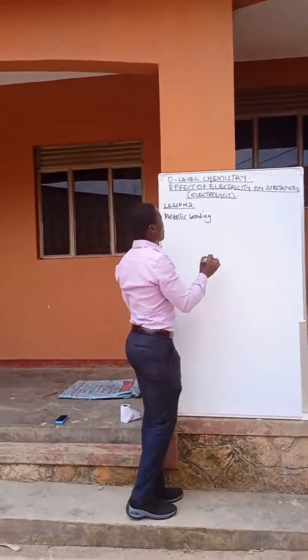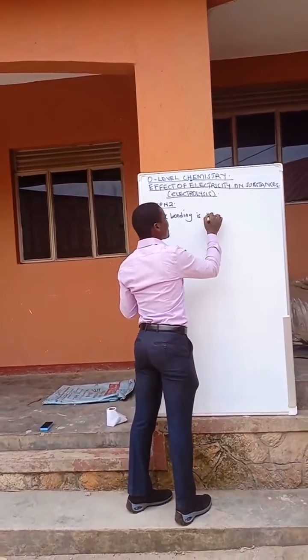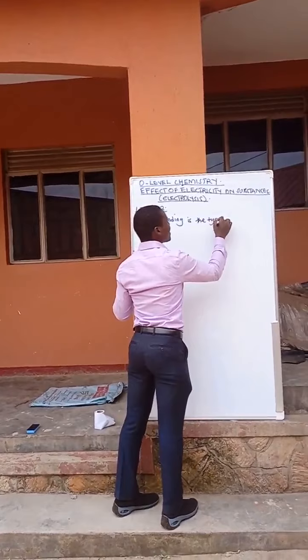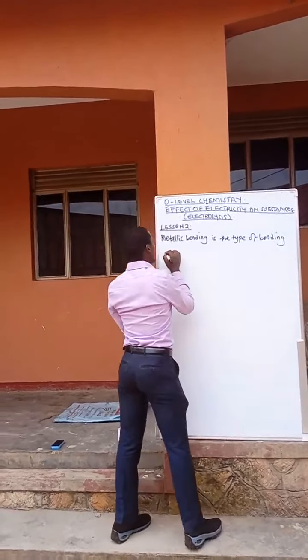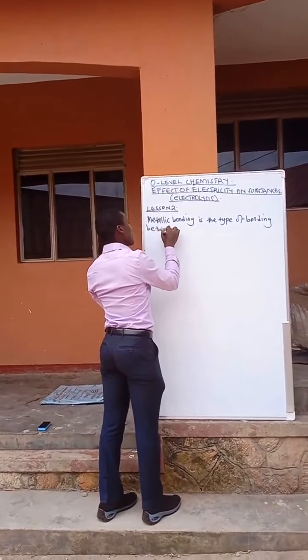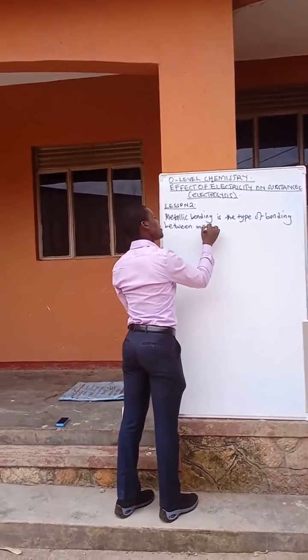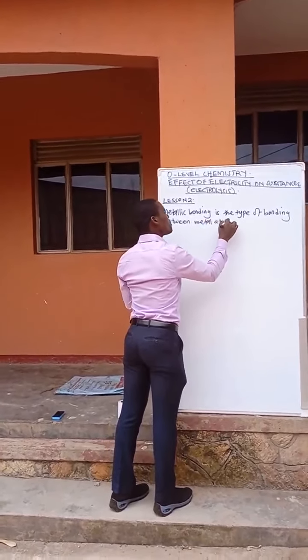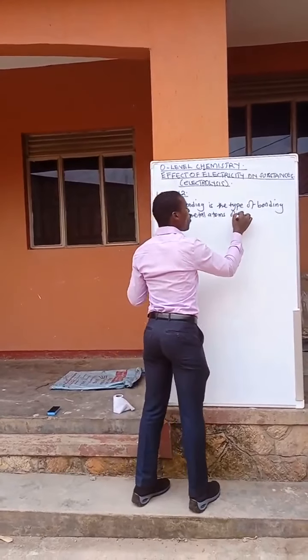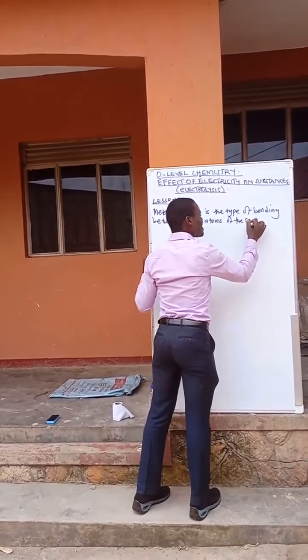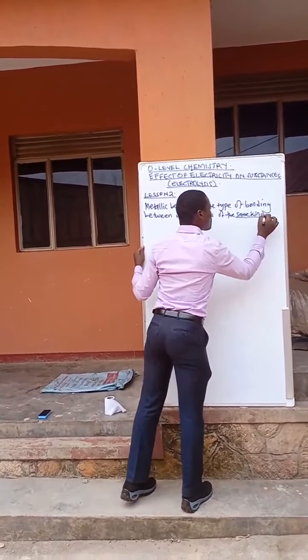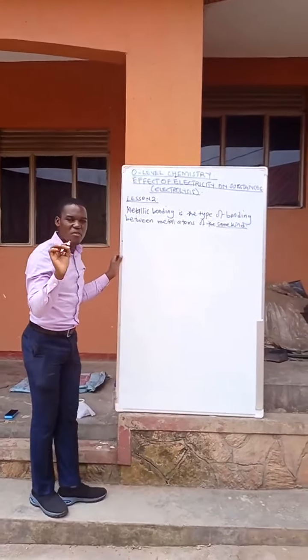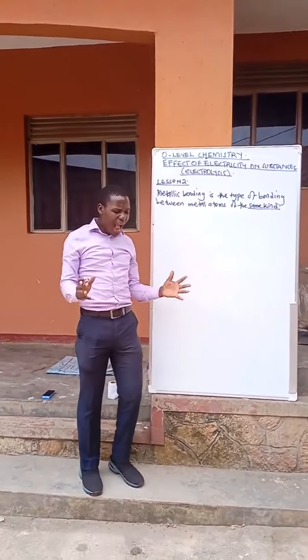So metallic bonding, first of all, is the type of bonding between metal atoms of the same kind. This point of the same kind is very, very important. You understand? And listen to this.